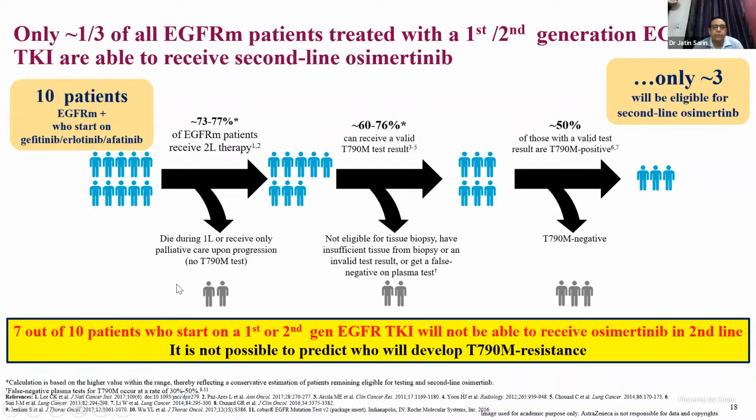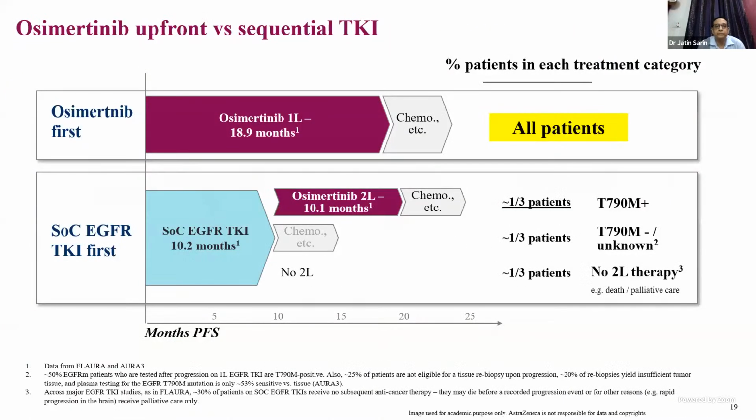So 7 out of 10 patients who start on a first or second generation EGFR TKI will not be able to receive osimertinib in the second line. So we are depriving those 7 patients of the best available agent, leading to the best progression-free and overall survival. And this is the upfront and the sequential treatment arms. So 1/3 of patients are T790M positive, 1/3 are T790M negative or unknown, and 1/3 have no second line therapy.